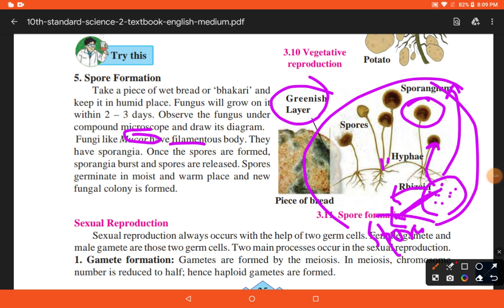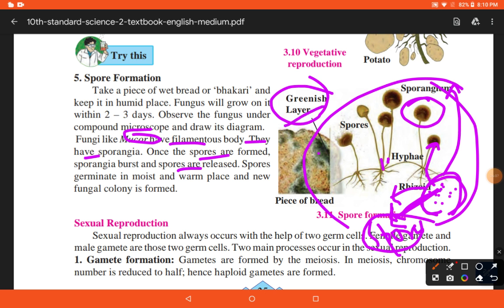These spores need a moist climate. Whenever they find a humid, wet place, they will start to germinate there. They're just like seeds. When the sporangium bursts, the spores find a place to germinate, and there they form a greenish structure. That's it. This is the same thing which is written: they have sporangia, inside the sporangia spores are formed, the sporangia break, spores are released, and they find a warm and moist place and form a colony which is greenish in color.